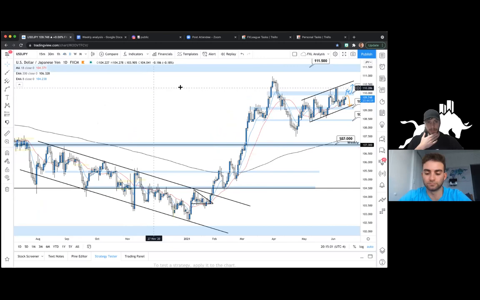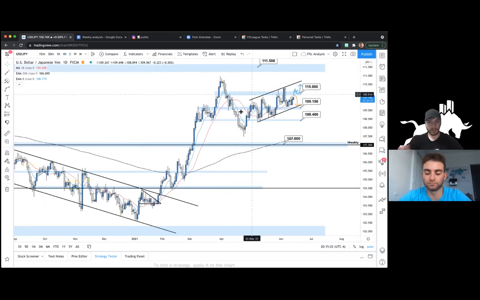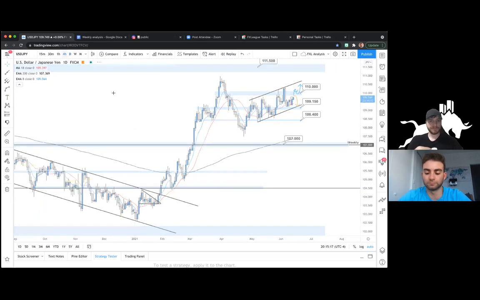Pretty decent. Let's jump to the daily. Overall, pretty bullish. We see key resistance up here at 111.5. Weekly support down here at 107. So it's kind of somewhere in the middle between these two zones, but definitely trending upwards. So overall bullish. Let's go to the 4-hour.